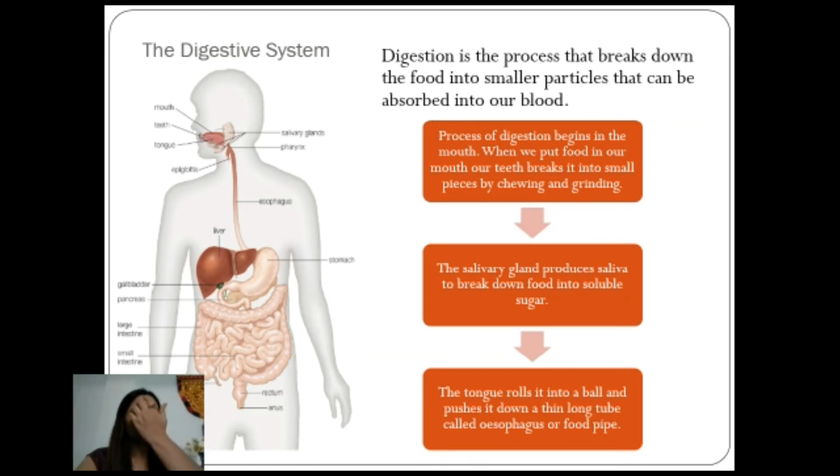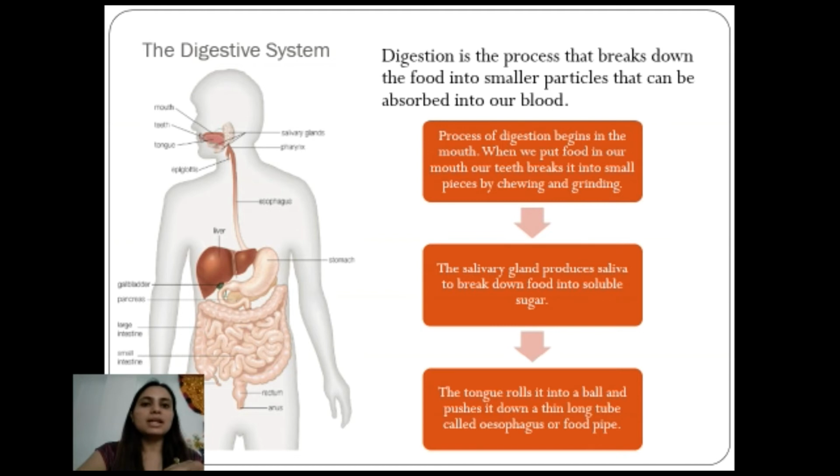Now I have made a flow chart about the digestion process. It will be easier for you to understand. The first stage is that the process of digestion begins in the mouth. Where does the process of digestion begin? In the mouth. When we put our food into the mouth, our teeth help in chewing and grinding it and breaking it into smaller particles.